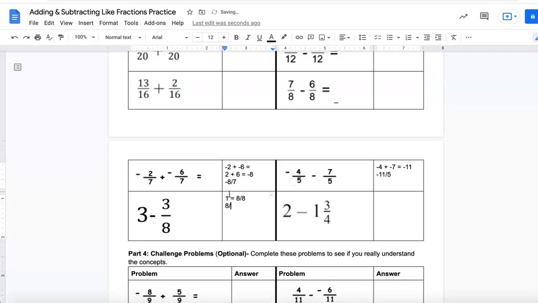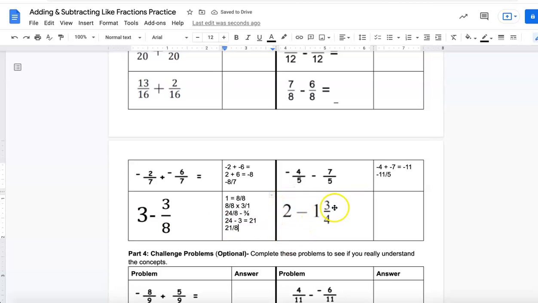So 8 over 8 times 3. And you're multiplying by 3 over 1, just so that you know you're not multiplying the bottom number. So this actually becomes 24 over 8. And you can check that by dividing. 24 divided by 8 is 3, so that's your whole number. So this becomes 24 over 8 minus 3 over 8. So they both have the same denominator, so we're going to go ahead and subtract 24 minus 3 on the top. That would be 21, and we're going to put that number, 21 over 8, and that is our answer.